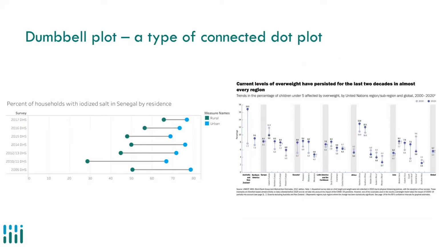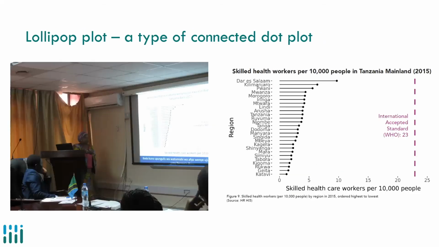A type of connected dot plot is a dumbbell plot. It's named this way because of the weight. A dumbbell plot has two different categories. The example on the left is households with iodized salt in Senegal by residents, where each resident represents a dot. The example on the right is about overweight. Why I want to include this as an example of a dumbbell plot is that there are arrows that show directionality of things improving or decreasing.